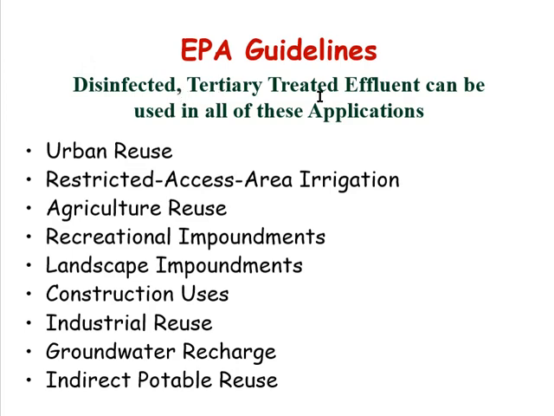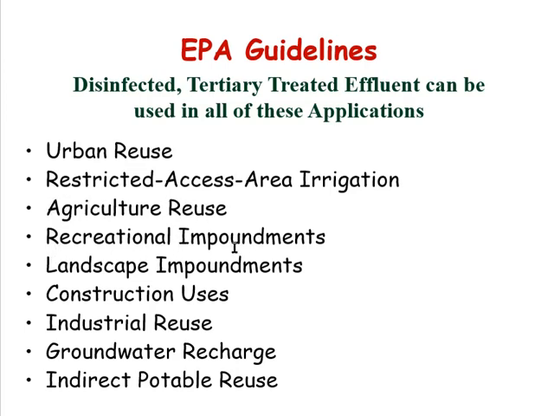So disinfected tertiary treated effluent can be used in many places. So these are the areas where we can use it. For example, urban reuse. Urban reuse means we can use it for street washing. We can use it for washing the channels, or we can use it even for agriculture purposes in the cities. Restricted access area irrigation, meaning in some cases when wastewater is not very clean, we can use it for growing at least grass and greenery, right? Agriculture use, for example, we are using the wastewater for growing food, potato, tomato, other plants.